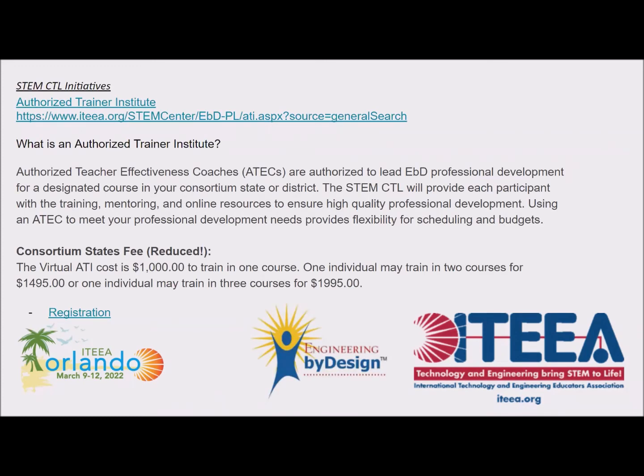There are several different professional learning opportunities that are offered through the STEM Center for Teaching and Learning, or acronym CTL. If you're looking to take that future leadership jump or future leadership role further within the EbD or Engineering by Design content and coursework, it would be of your best interest to look into becoming an authorized teacher effectiveness coach.